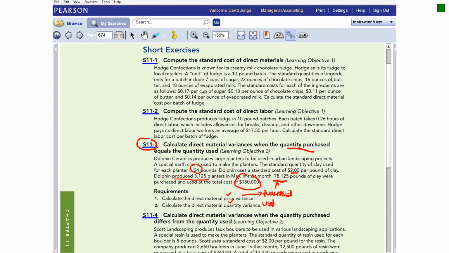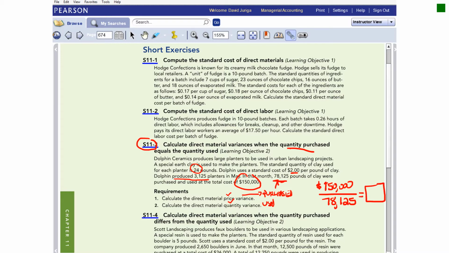In this problem, they're basically telling you that what you purchased is what you use. So you're going to use the same actual quantities for both of those variances. Now, one thing you will have to do when you do the price variance is take that 150,000 and divide it by what you purchased, which is 78,125. Because again, what you want is a price per unit.